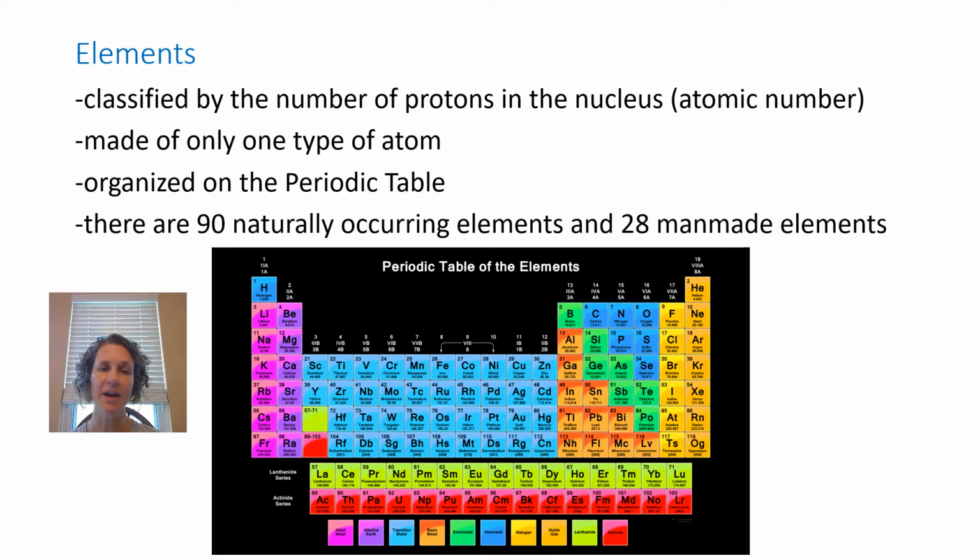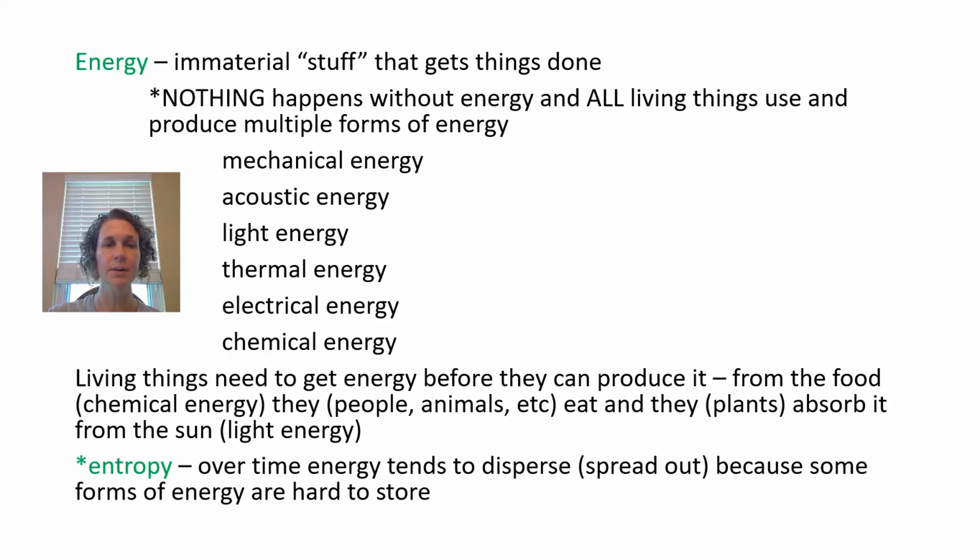The elements have been organized onto the periodic table, and it is a highly useful table just in terms of what it can tell you about each element. Now, so far, we have 90 naturally occurring elements, and as of today, we have 28 man-made elements. They are, again, what we are made of.